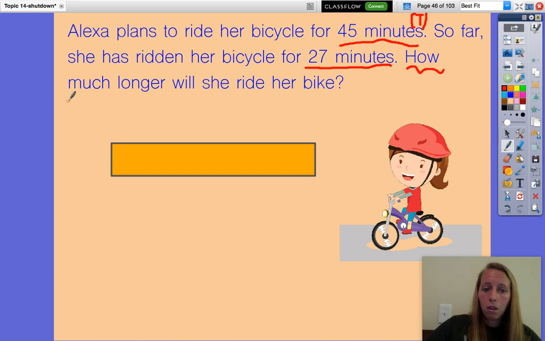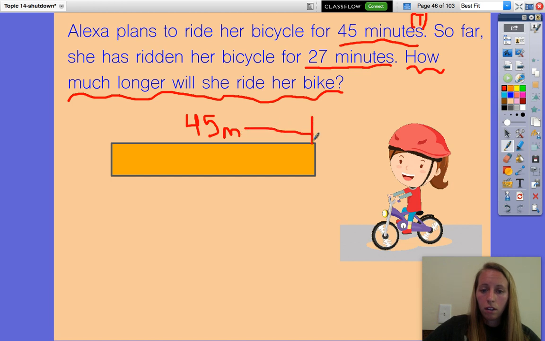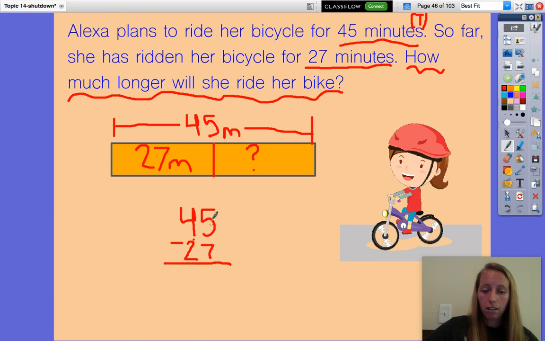Now, how much longer will she ride her bike? Okay, we know that 45 minutes was the total. We know one part of it was 27 minutes, was what she already rode her bike for. And now we're looking for the missing part. So we're going to draw a line and write a question mark, a missing part. And again, this is a subtraction problem. We have our total, and we're going to subtract the one part that she already completed. So 45 minutes, 27 minutes, okay.